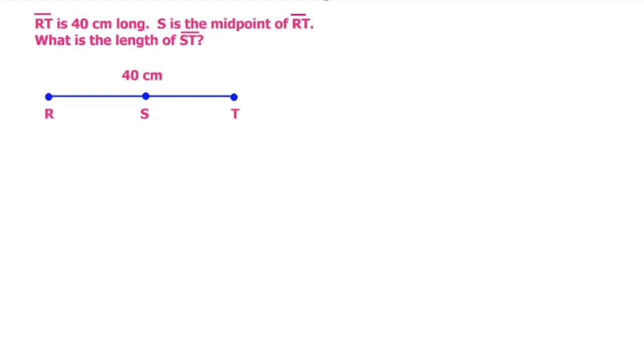This is a quick video to help you understand a bisected line segment. So if we have a problem here that says line segment RT is 40 centimeters long. S is the midpoint of RT. What is the length of ST? So here we have our line segment RT, and this is the midpoint, and we're trying to find the length of ST, line segment. The line on top of this just means line segment.